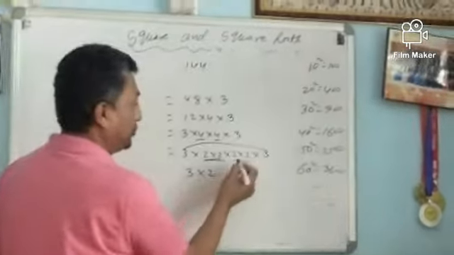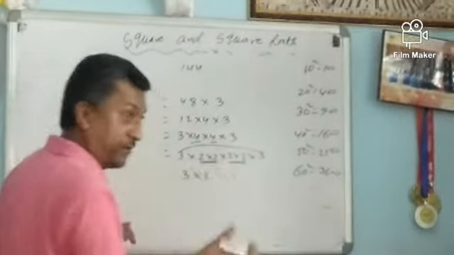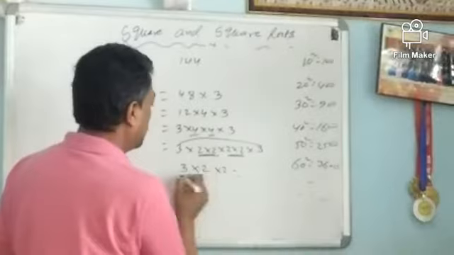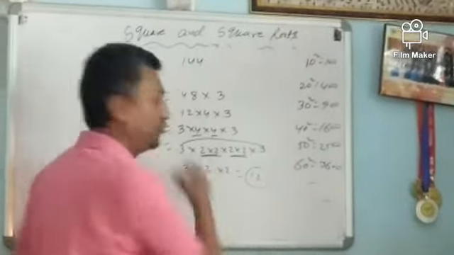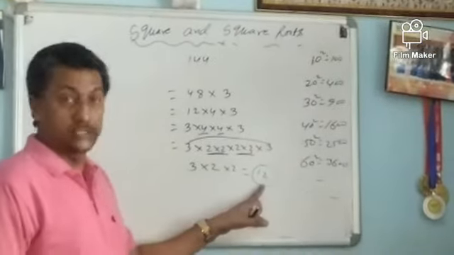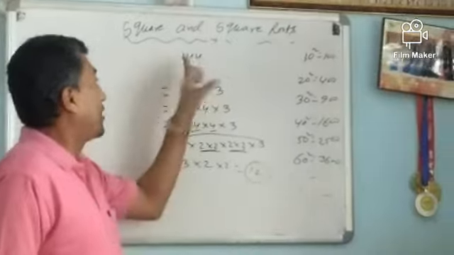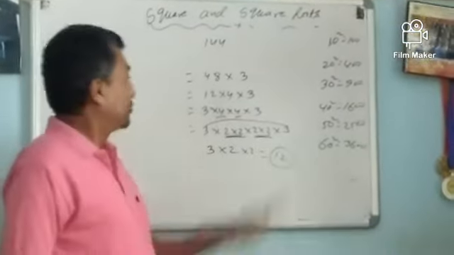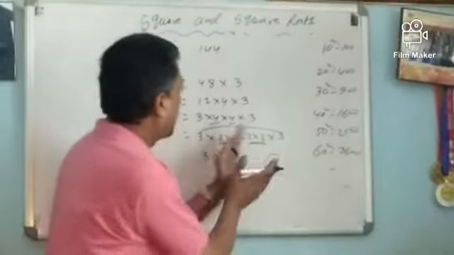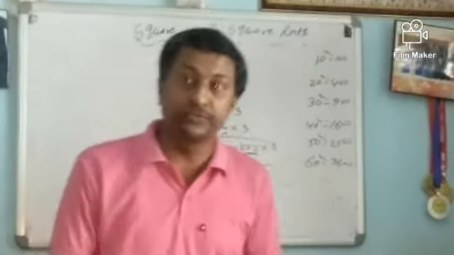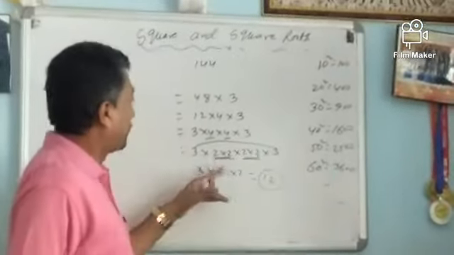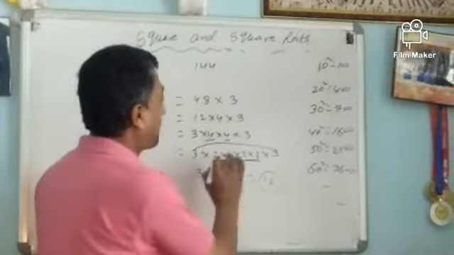So into 2, and then again 2 2, take 1. That means 2. So 2 3 is 6, 2 is 12. So 12 is the square root of 144. This way we have to break and write in the multiplication form, and finally we have to find the prime numbers.